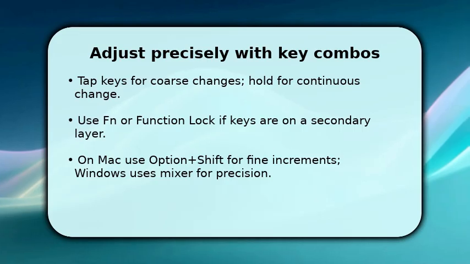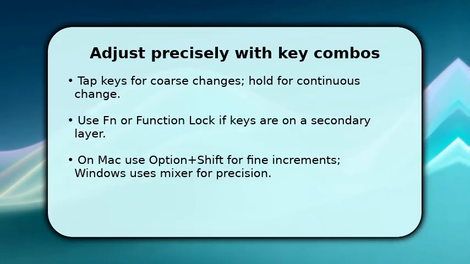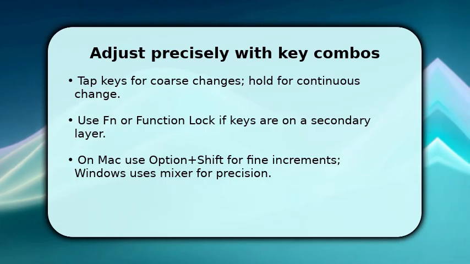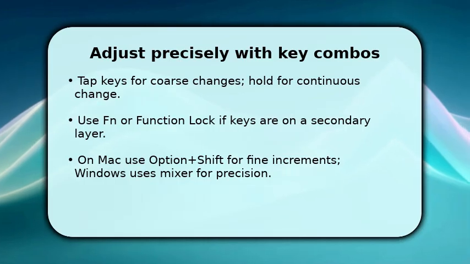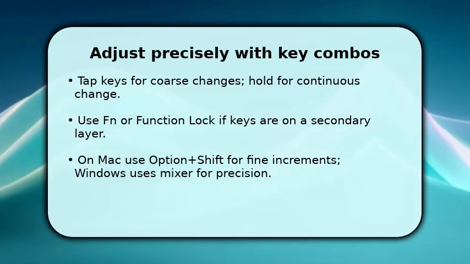Tap a volume key for a small, single-step change. Hold the key to sweep volume continuously. If keys are on a secondary layer, press FN or engage FN lock first. This explains why single taps sometimes do nothing.